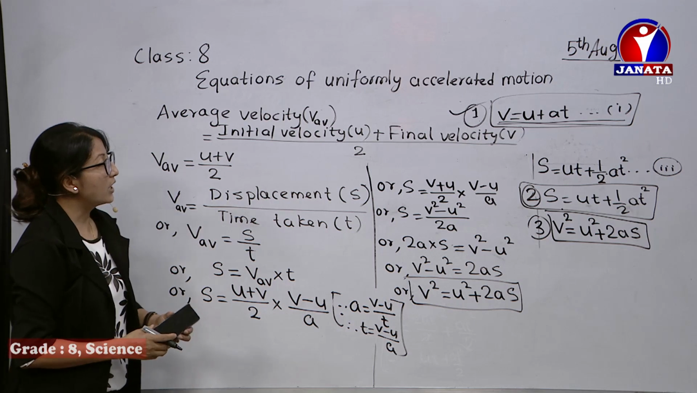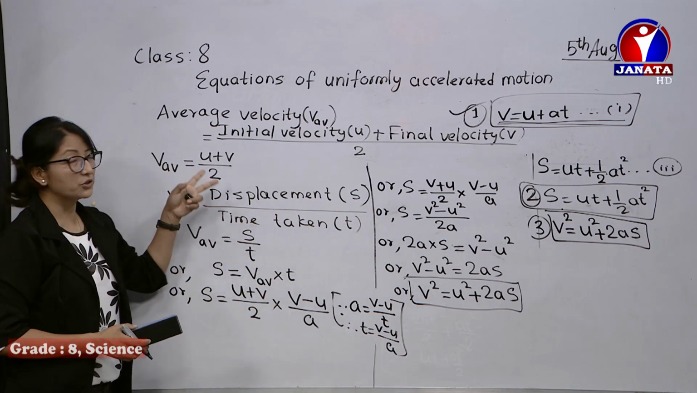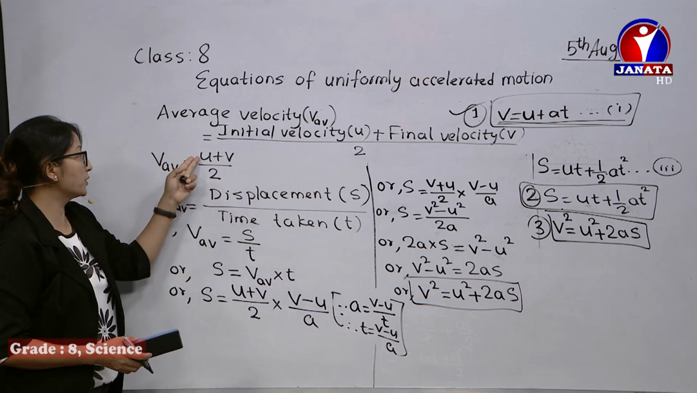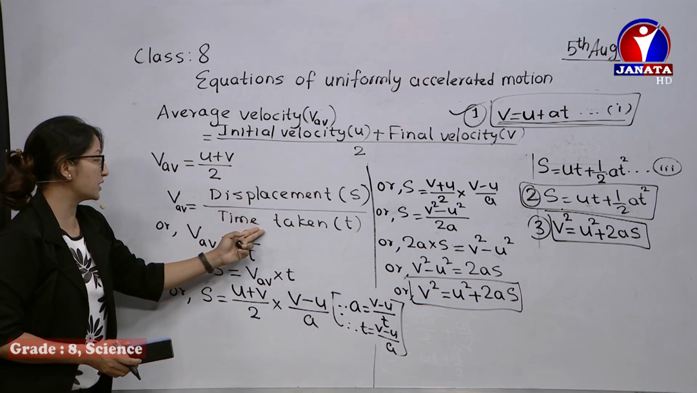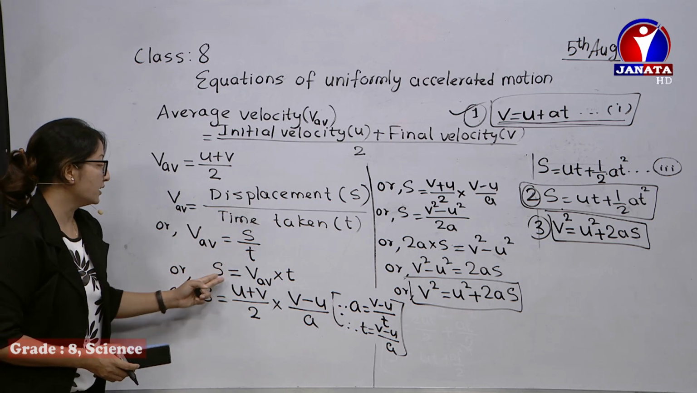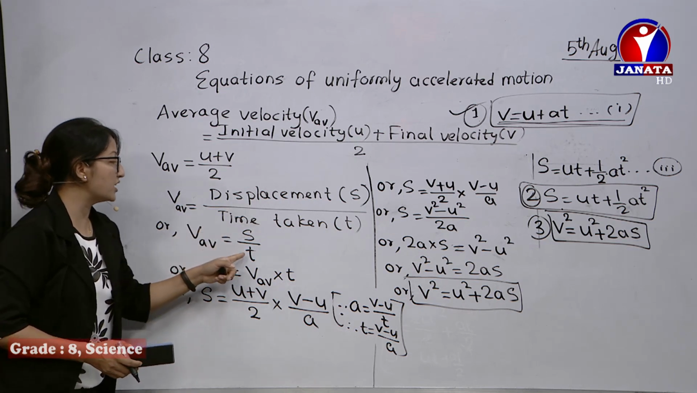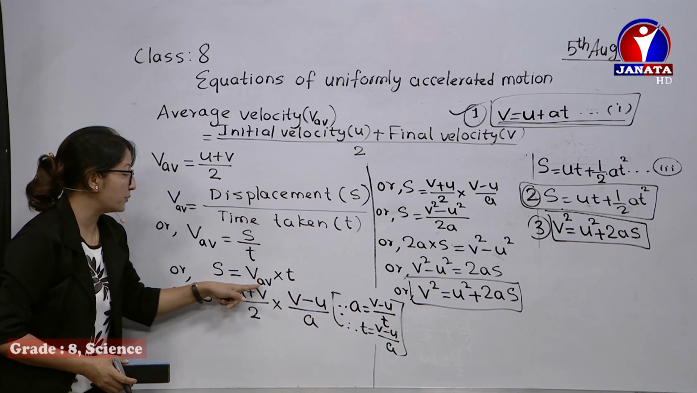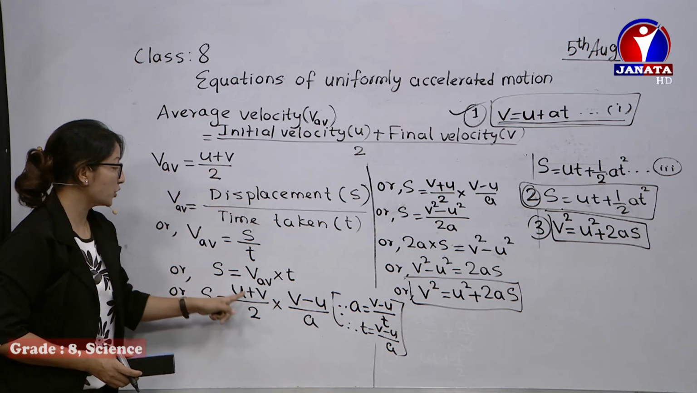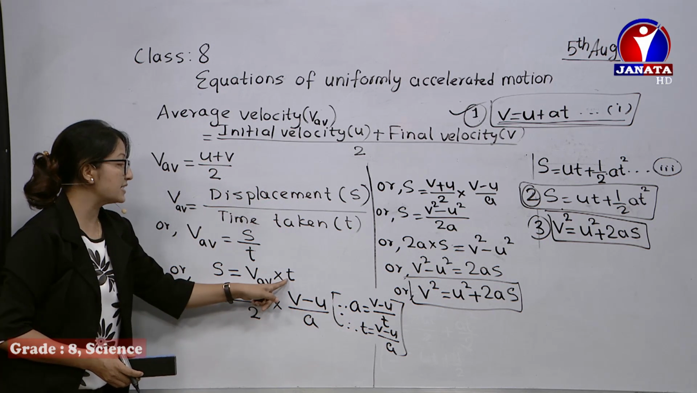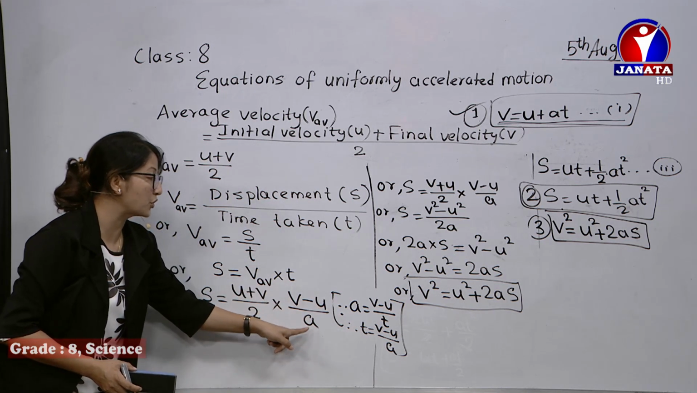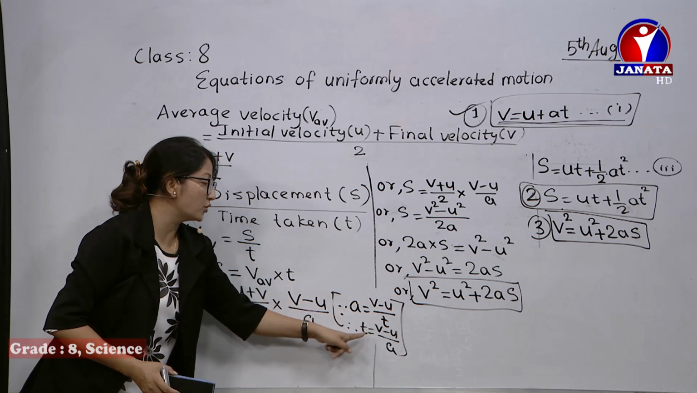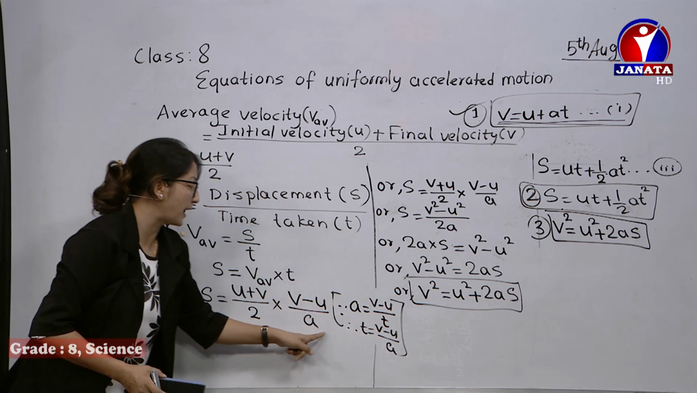So right now we have derived, once again let me revise this. Average velocity is (u plus v) over 2, and also displacement by time taken, and s equals VAV into t. Here we kept the value of VAV, average velocity, from here, (u plus v) by 2, and t is (v minus u) by a, because a equals (v minus u) by t, and we can get the value of t like this, (v minus u) by a.